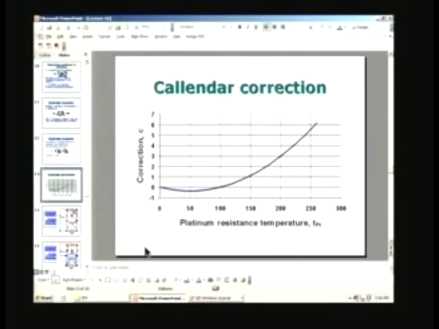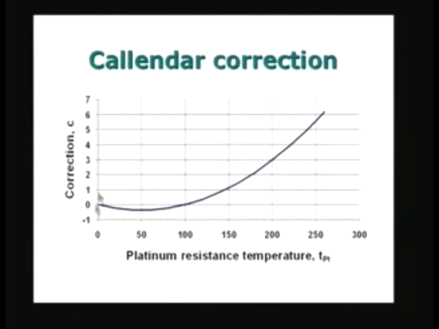You see that the calendar correction is 0 at the ice point at T equal to 0. It is 0 here, it is also 0 at 100 degrees. That means that these 2 points, T equal to 0 and T equal to 100 degrees, both the resistance thermometer, the platinum resistance scale, and the actual temperature coincide, and for all other temperatures there is a correction. The correction is somewhat small between 0 and 100, the maximum being about minus 0.4 or something like that. And as you go to higher and higher temperatures, I have shown up to about 250 here, the temperature correction could be as big as 6 degrees.